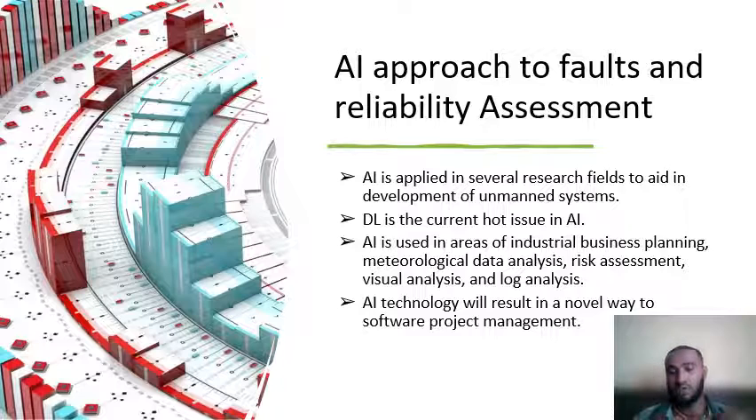If I want to learn about one company, I need to analyze all the data, all the transactions before that day. By analyzing, I can have all the information about what went on in the past, I can know what's going on nowadays, and I can also forecast what is going to happen. So this is very crucial. And AI technology will result in a novel way of software project management, which is basically an easier way.